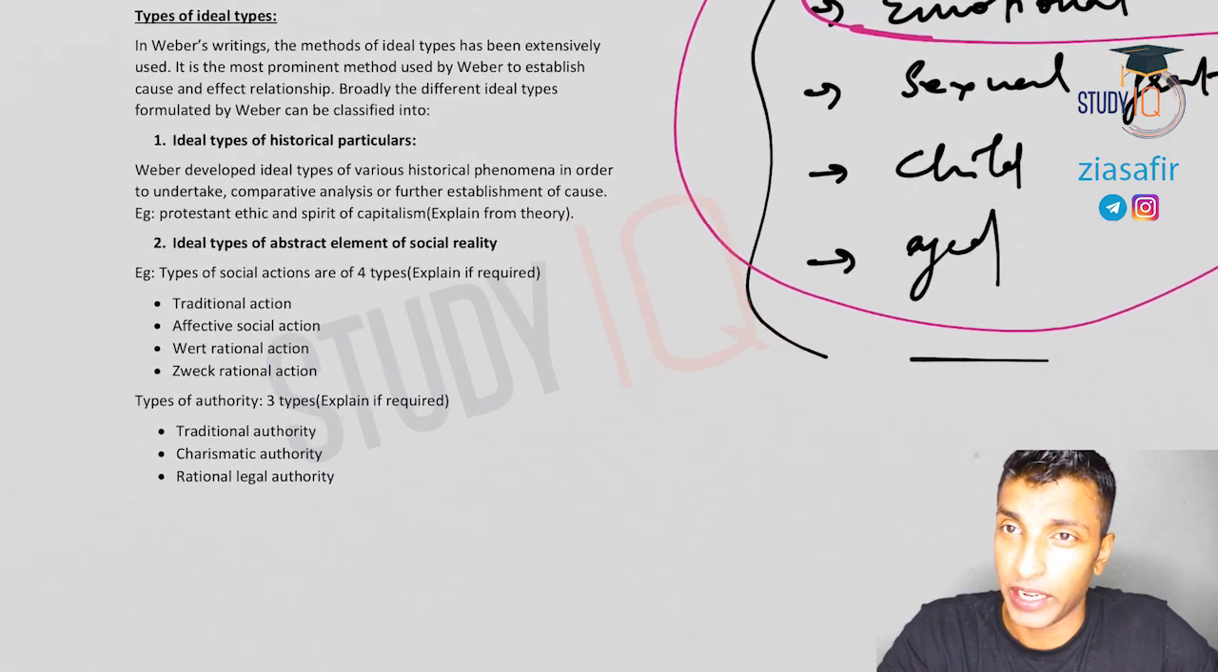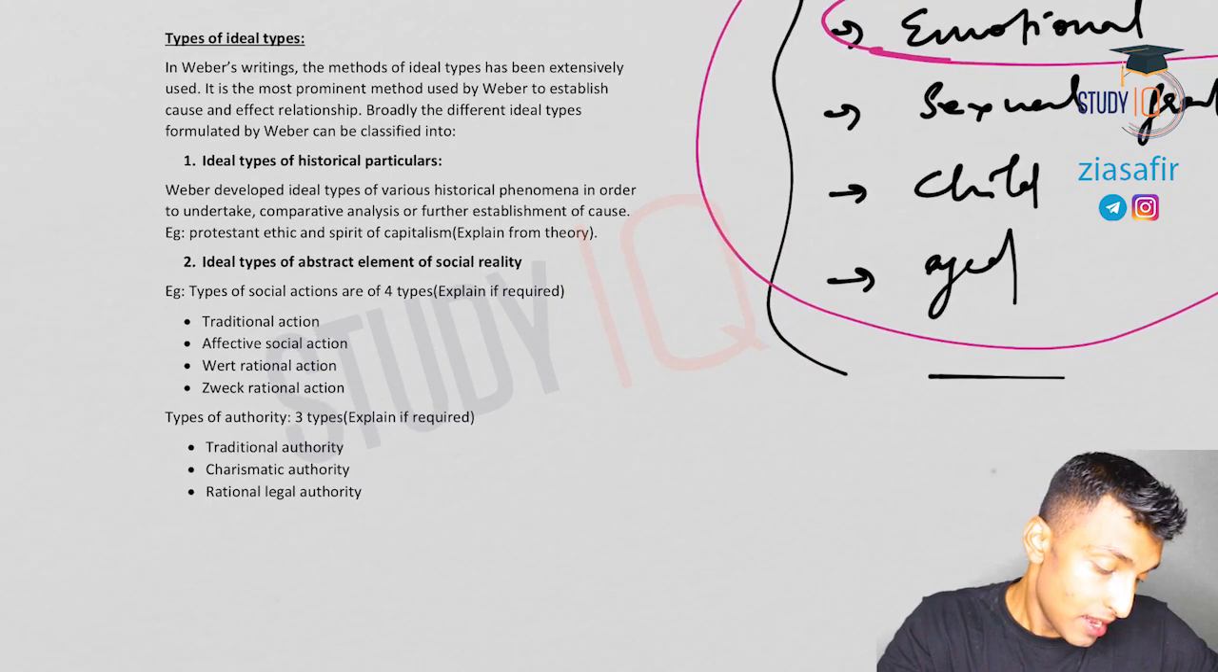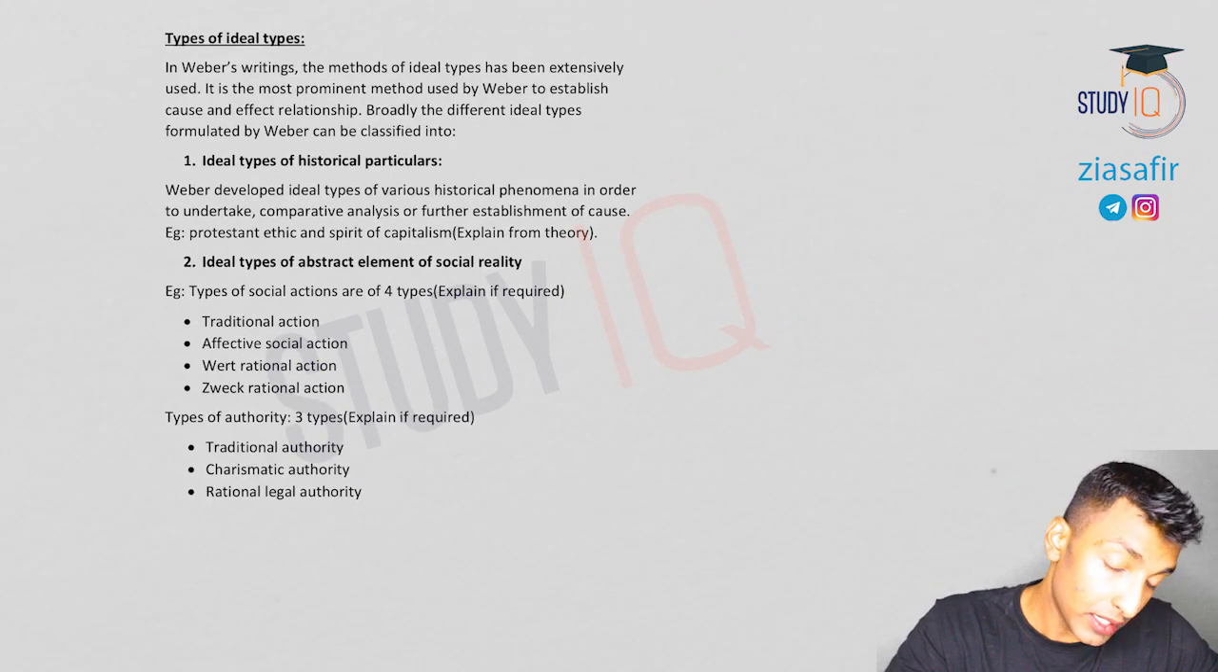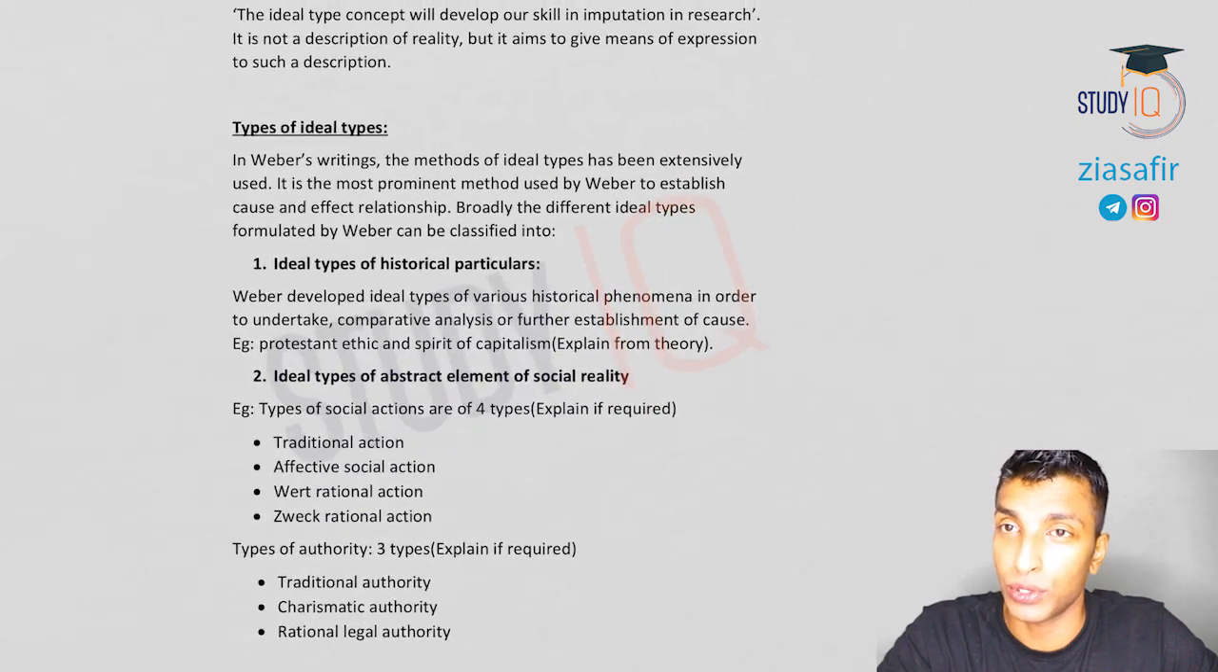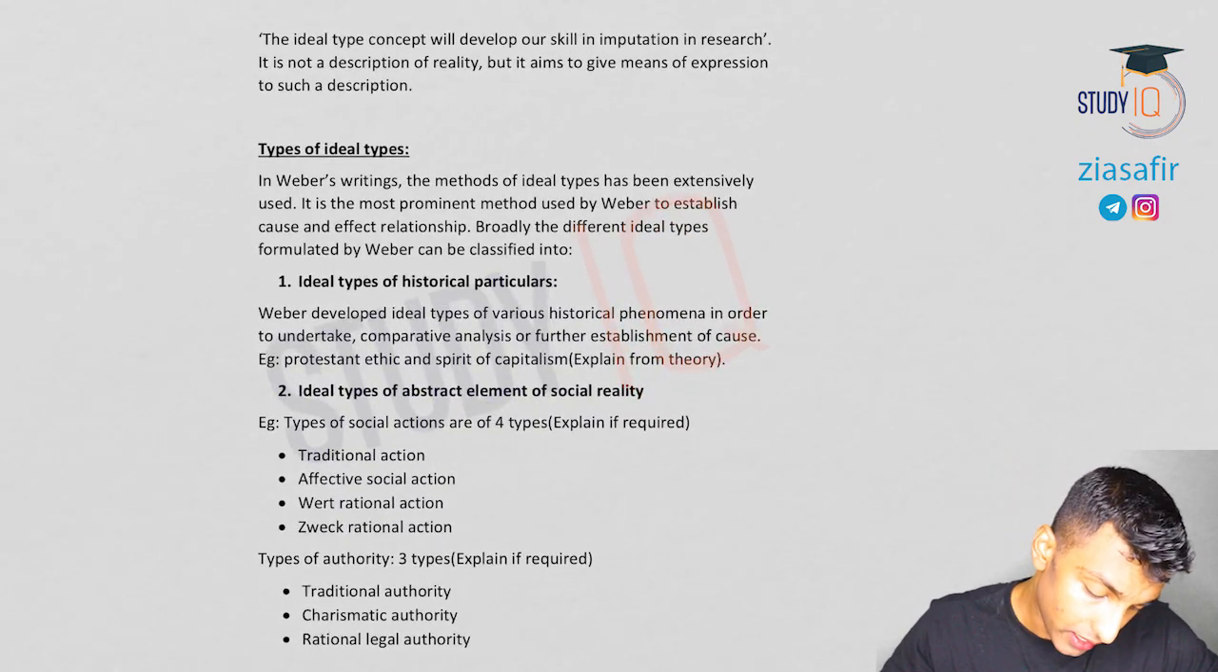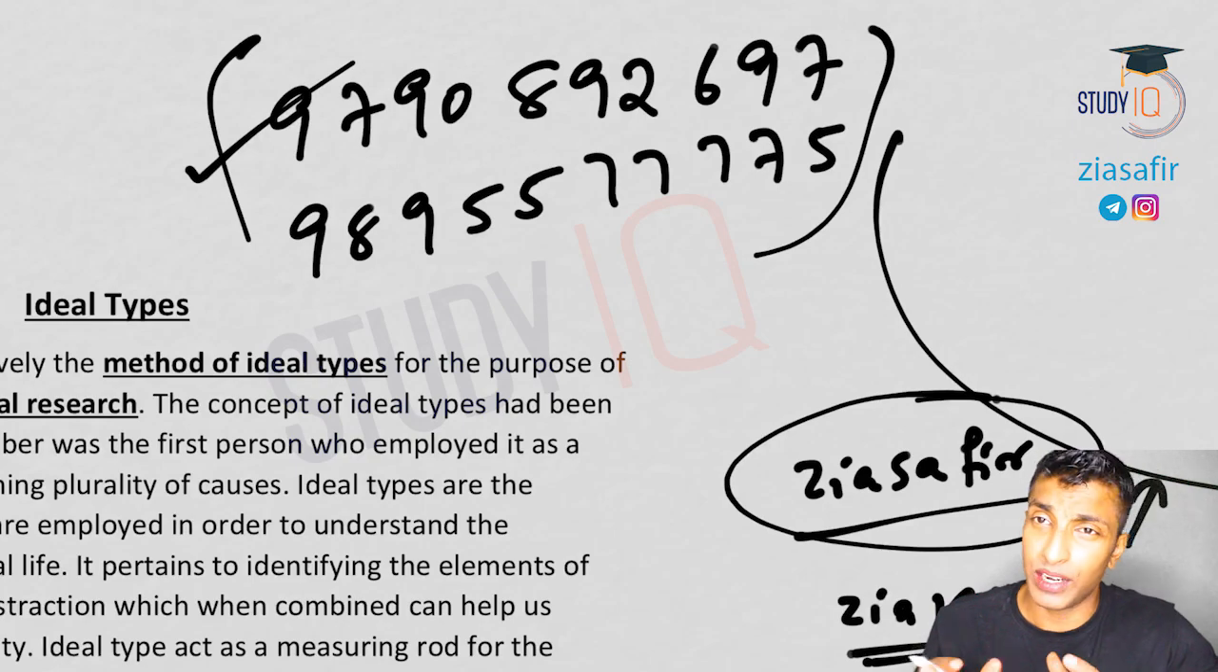Let's move on to the PDF now and let's wind it up faster. So this is a potential 20 marker also, not just 10 markers. So I'm giving you enough content here. For the examples, I'm just referring to them. You need to elaborate on it.